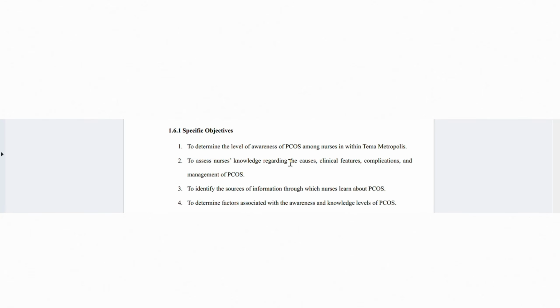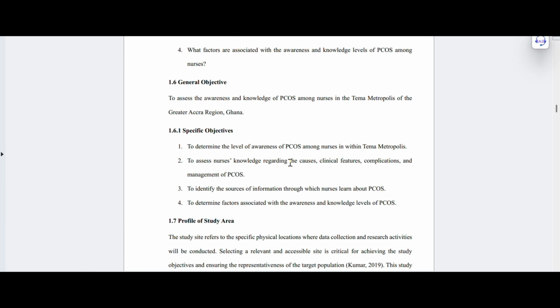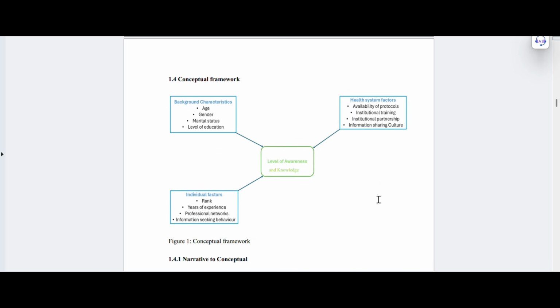Okay, so the objectives are saying to determine the level of awareness, fine. To assess nurses' knowledge, so which means these are our main outcomes that we are looking at. Then to identify the sources of information, those are secondary objectives. Then to determine factors associated with the awareness and knowledge levels of PCOS, right? So when you take that back to the conceptual framework, you can realize that this all makes sense because they are looking at awareness and knowledge levels, and they are looking at what factors affect these outcomes. So realize that they have background characteristics, health system factors and individual factors.